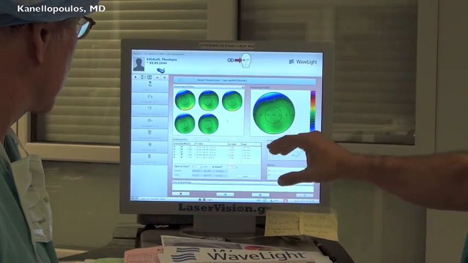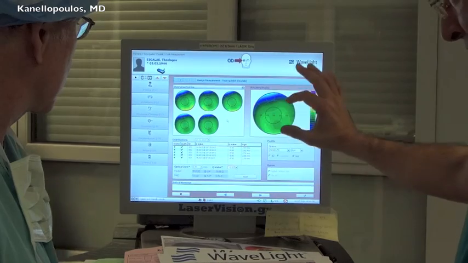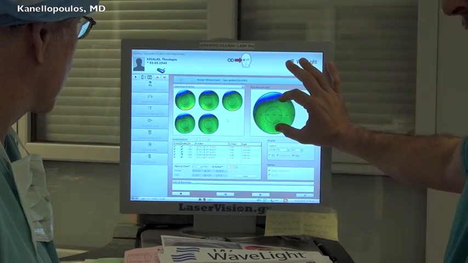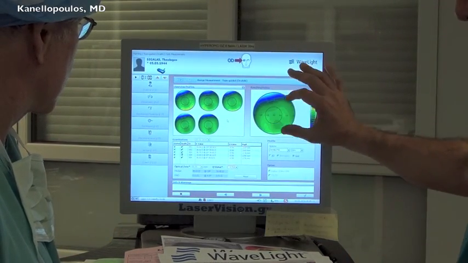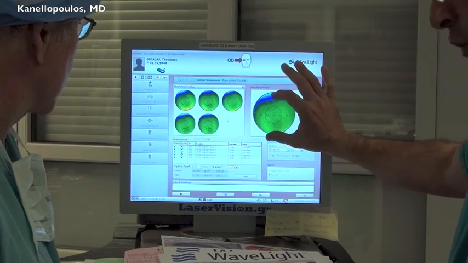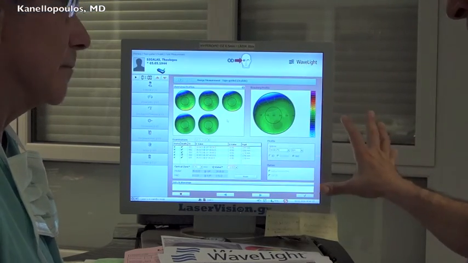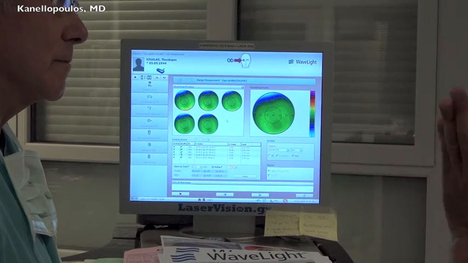And since we're talking about asphericity, everything we talk about is at the reference of 7mm diameter, because asphericity also depends on which diameter from the center of the cornea we define. And all the asphericities we talk about here are at the 7mm diameter.